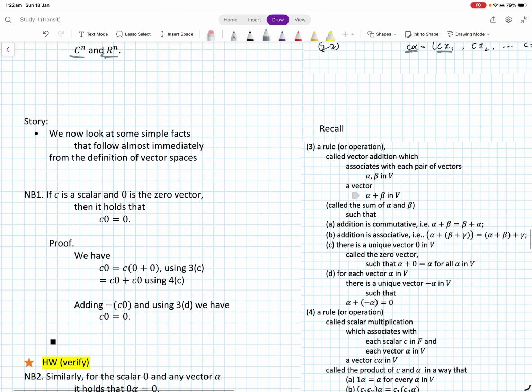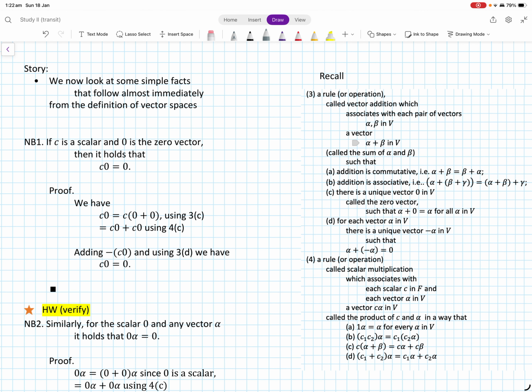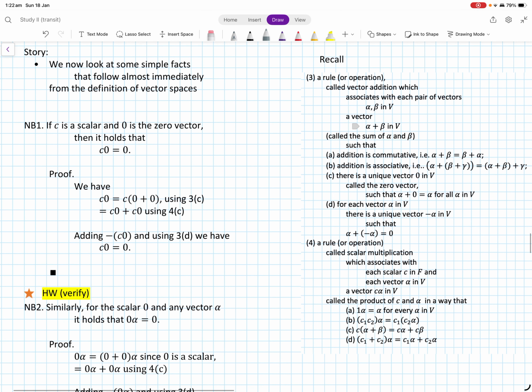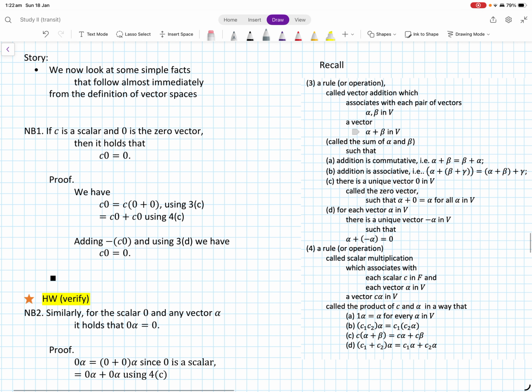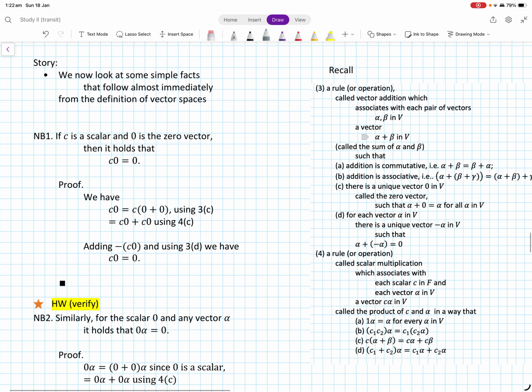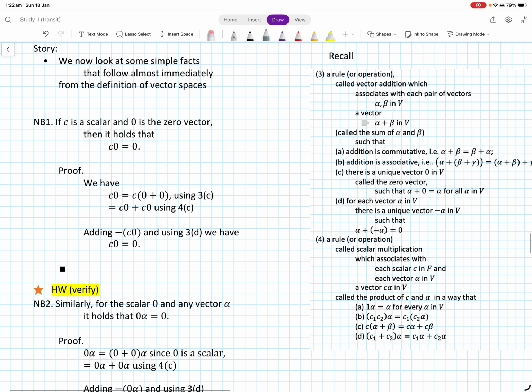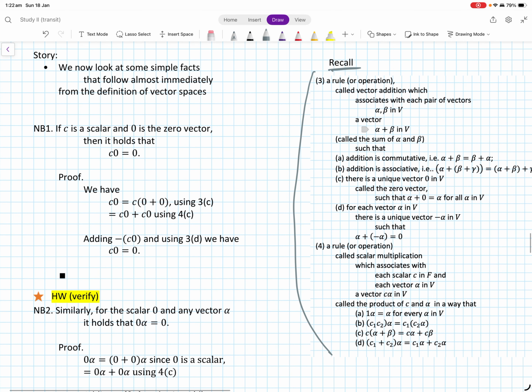All right, let's continue. We now look at some simple facts that follow almost immediately from the definition of vector spaces. I also have the definition of vector spaces, the more involved parts, written here for our reference.